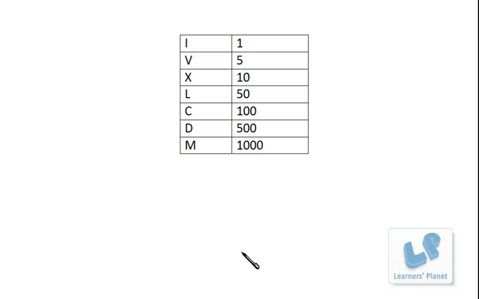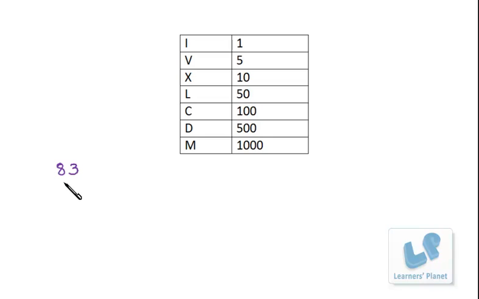Now kids, let's take some more examples. For convenience, I have mentioned the table over here. Okay. Now suppose we wish to represent 83 in Roman numerals. Okay, I just write 83. Friends, while we are doing these problems, we have to be very clear about the basic rules of Roman numerals. Okay. Now, according to Roman numerals, V, L and D can never be repeated in a Roman numeral. Okay. And I, X, C and M can be repeated maximum up to 3 times.